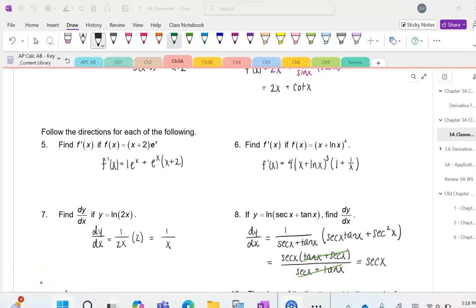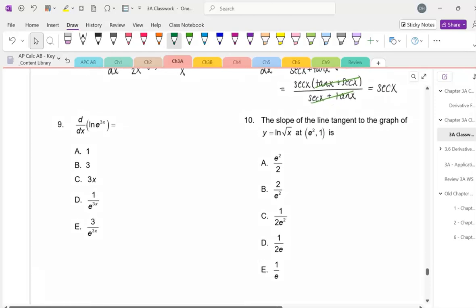The only one that might have gotten you is this number 8. You cannot split up something that has addition. So that's 1 over the rewrite multiplied by the derivative. I factored out the GCF of secant x and then was able to cancel out with the secant x plus tangent x, and I was just left with then secant x.